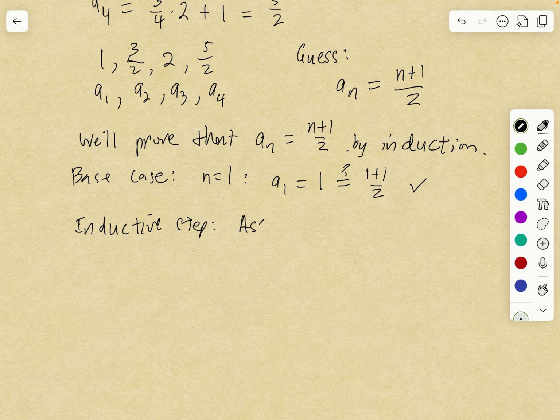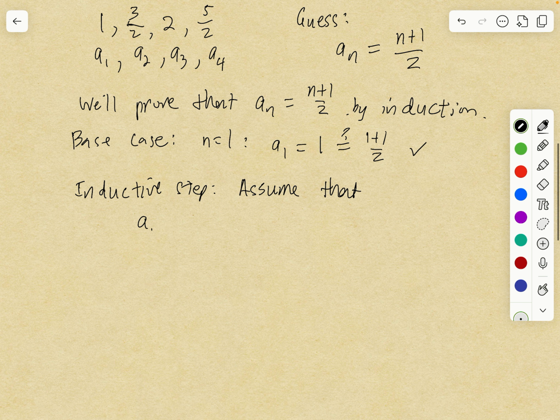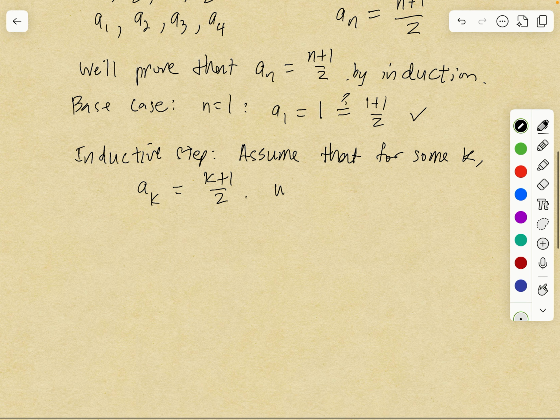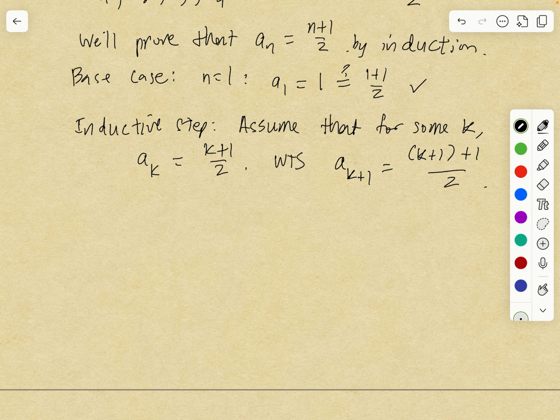So first we assume that the equation holds for a sub k. So we assume that for some k, a sub k equals (k plus 1) over 2. And we want to show that a sub k plus 1 equals (k plus 1 plus 1) over 2. Well, how are we going to use a sub k to calculate a sub k plus 1? We use the recurrence relation.